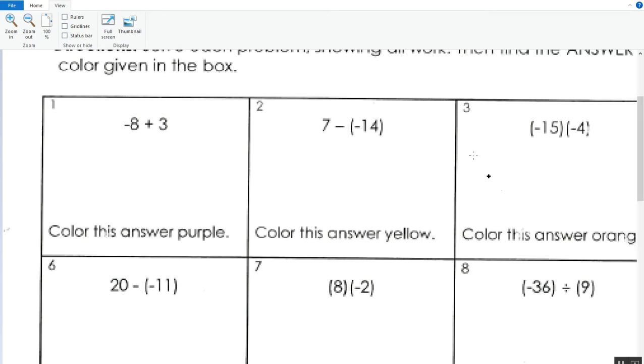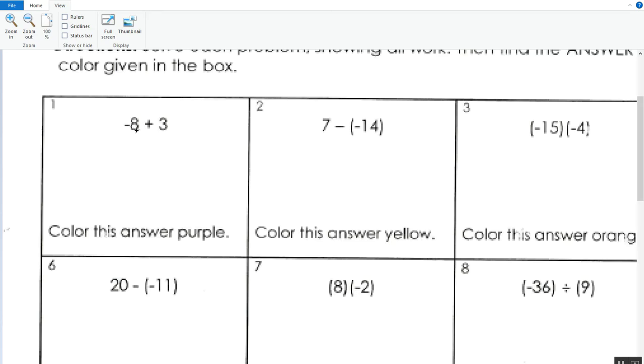But let's say, for instance, we take this -8 plus 3. And we would use our integer operation rules. So this is addition, so we're good to go right there. But this is a negative, and that's a positive, which means that we subtract these two numbers and we keep the sign of the larger. Now 8 is the larger, so this is going to be negative.